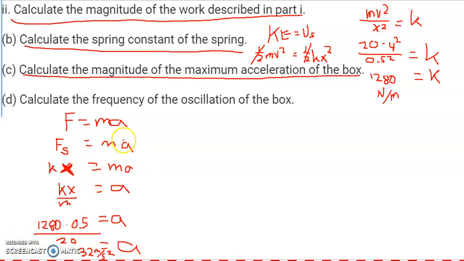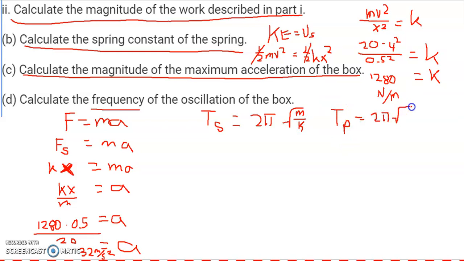Okay, I know we're on the energy unit, but they threw you a harmonic motion question here. Calculate the frequency of the oscillation of the box. Remember, for harmonic motion, they give us two equations in the equation sheet. The first one is the period of a spring is 2 pi square root m over k. And the second one is the period of a pendulum is 2 pi square root the length of the string divided by g.